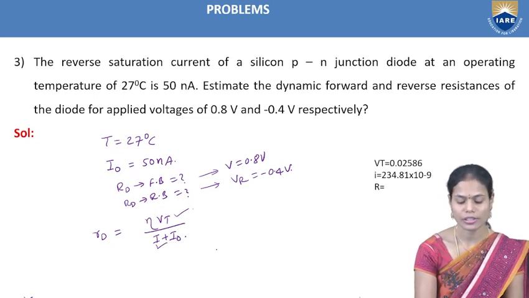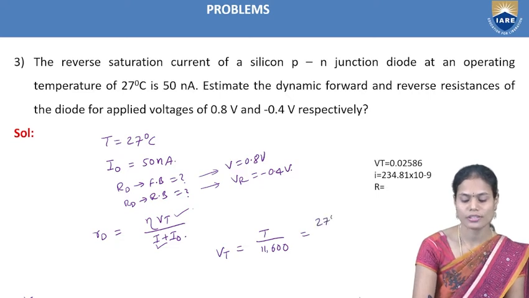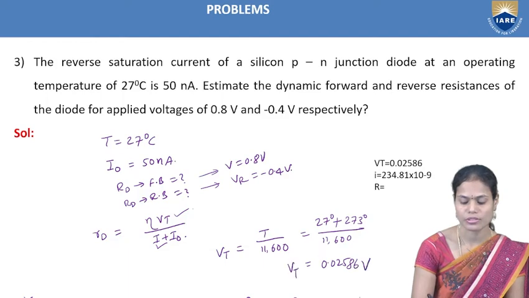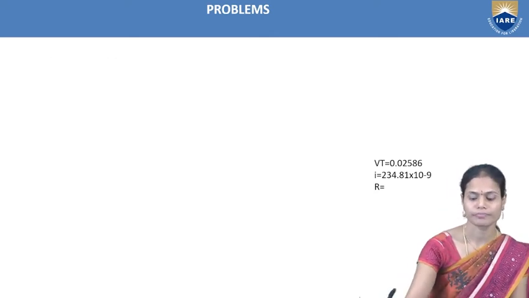So first I am calculating the Vt value by using the T by 11,600 formula. T is given as 27 degrees plus the standard 273, divided by 11,600. If we simplify this, we will get 0.02586 volts. So this is the voltage equivalent of the temperature. Next we need to calculate the current.